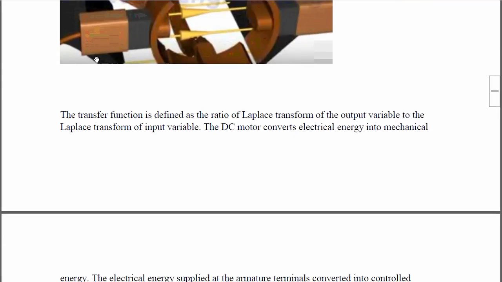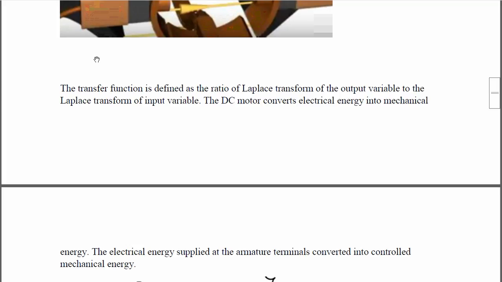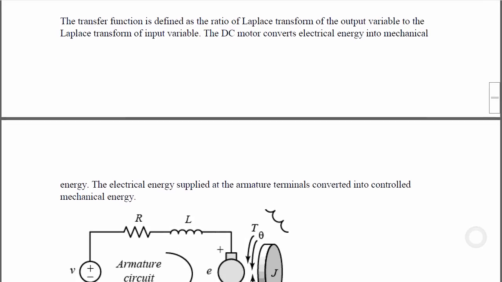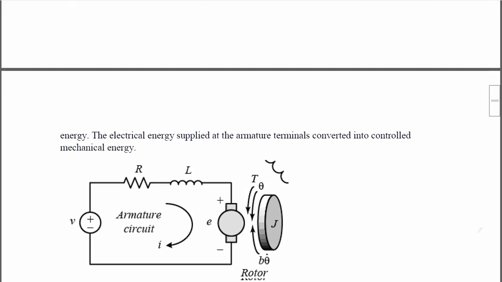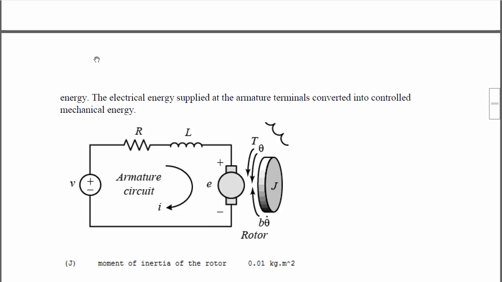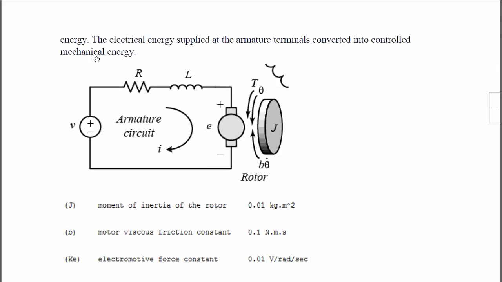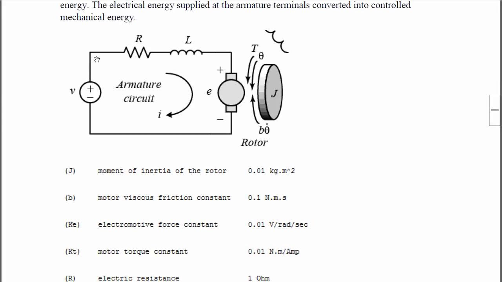And the transfer function is defined as the ratio of the Laplace transform of the output variable to the Laplace transform of the input variable. The DC motor converts electrical energy into mechanical energy, and the electrical energy supplied at the armature terminals is converted into the mechanical energy. And this is just the circuit with a DC motor in it, and you can see the rotor and the torque angle.